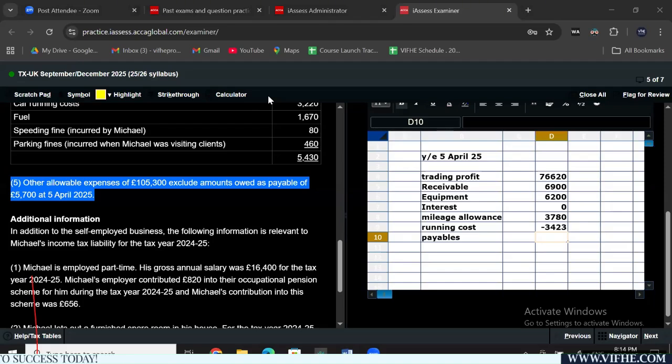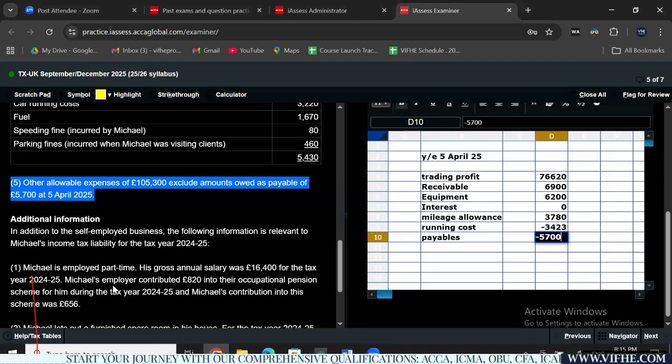Okay, so what should I do with this payable figure of £5,700? It is the expense incurred, not yet paid, but this expense is relevant to the period of account. What should I do with this £5,700? Deduct it. Yes, this is eligible to get deducted. It is £5,700.